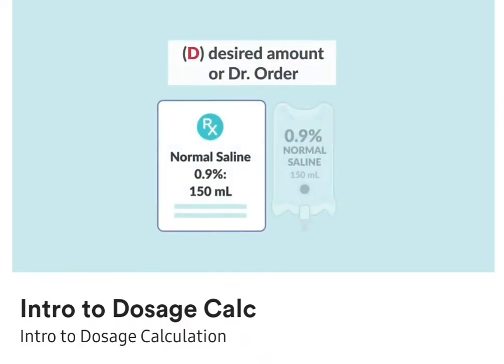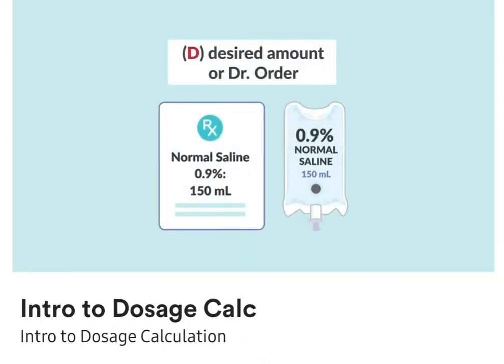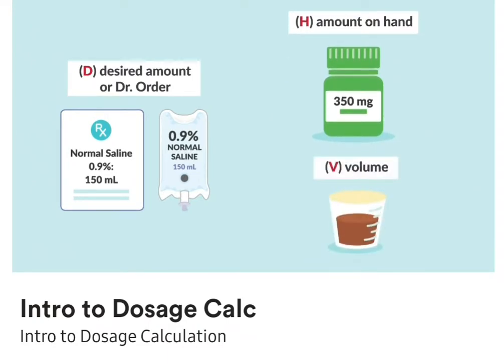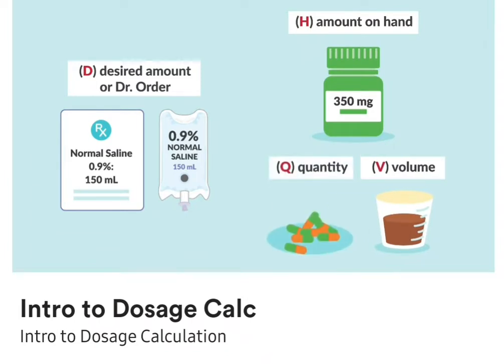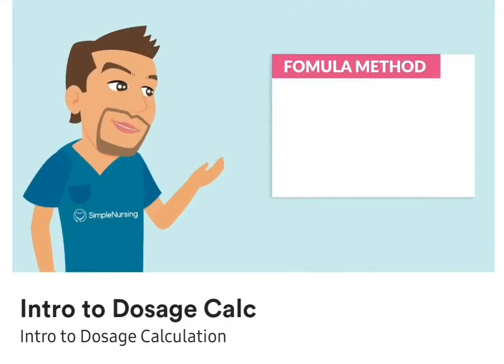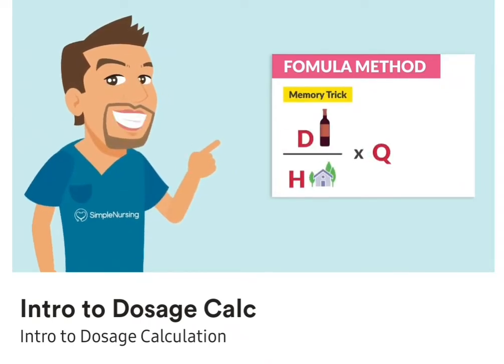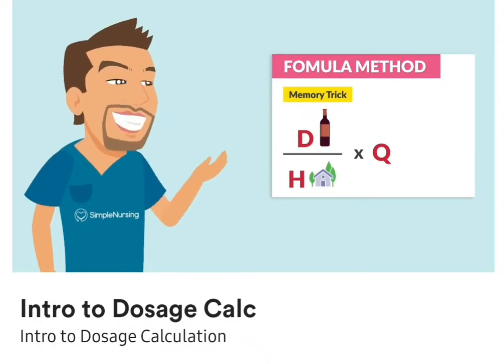So for example, the desired amount, or basically doctor's order, is a D. This is the amount of medication prescribed by the provider. Now the amount on hand is the dose on the container label. And lastly, the volume, the V, or basically the quantity, the Q, is the form and amount in which the drug is supplied, either a fluid, pill, or capsule. So for the formula method, I just simply use the memory trick, drinks are on the house times the quantity. So let me show you how this works. D is for drinks.